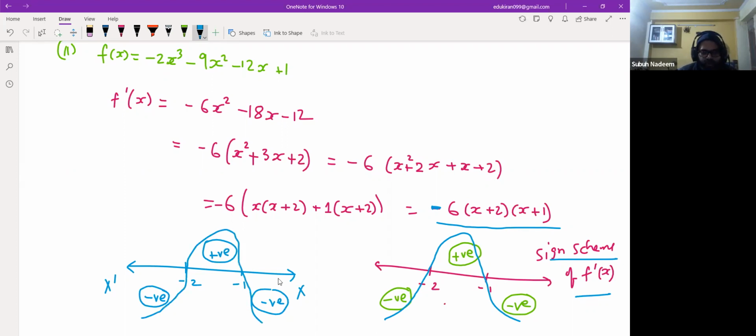So this is the graph. So is it always alternating? Yes, here the power is odd, so it alternates. But if the power is even, it will not alternate, it will not change.